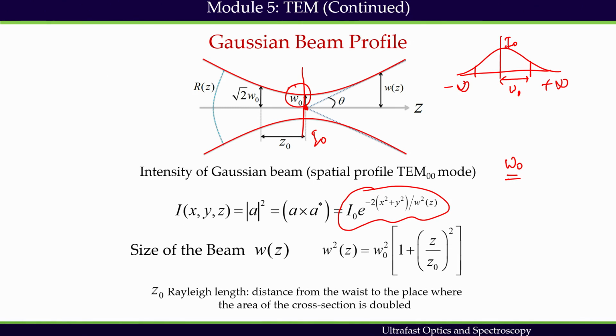The size of the beam at any point as a function of z is given by this equation, which means the size of the beam will depend on where we are measuring along the z axis. And in this expression we have seen previously that z naught is nothing but the Rayleigh length. Rayleigh length is the distance along the propagation direction of a beam from the waist to the place where the area of the cross section is doubled. So this is something which we have already gone over.